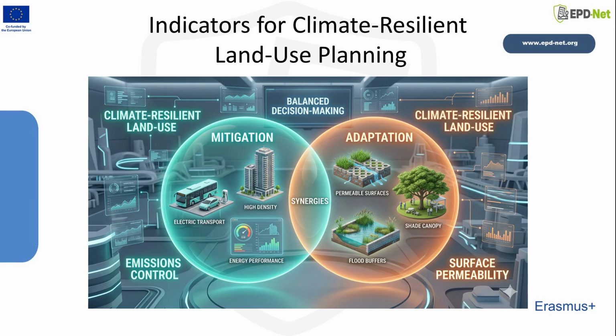A district may perform well on compact urban form, for example, while still lacking shade, drainage capacity, or accessible cooling spaces. For this reason, indicator selection should be tied directly to planning objectives. It should also make synergies and trade-offs visible. A land use strategy that supports transit and reduces emissions may still require supplementary adaptation measures. Good indicator practice therefore supports balanced decision-making rather than one-dimensional performance scoring.